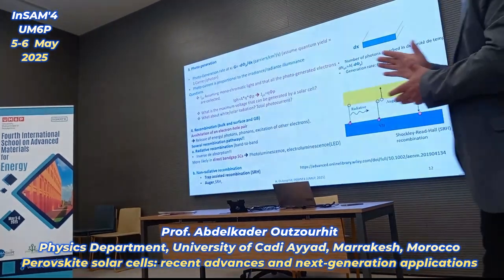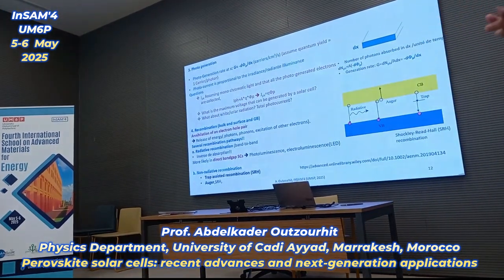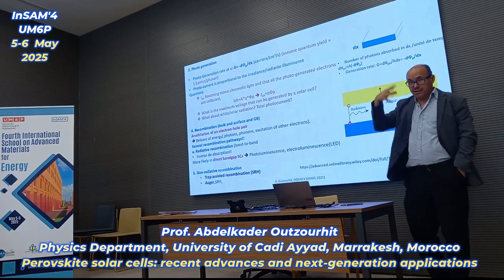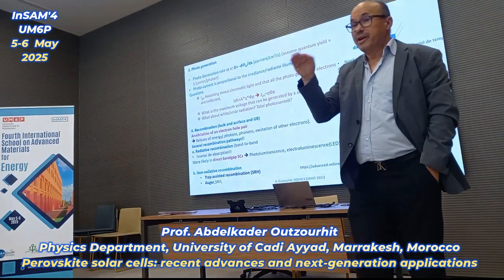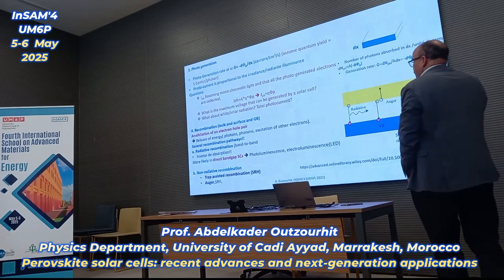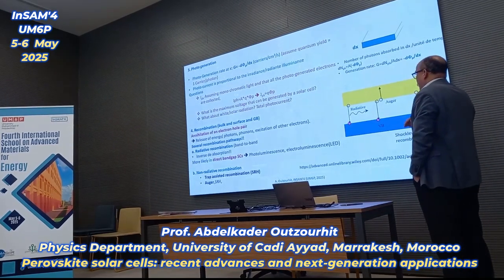So there are several pathways for recombination, and for us in solar cells, recombination is a loss. We should minimize recombination, because we generate the carriers and need to collect them instead of losing them. If they recombine, it's a loss for us. So this is one of the main losses in solar cells: the recombination of electron hole pairs.